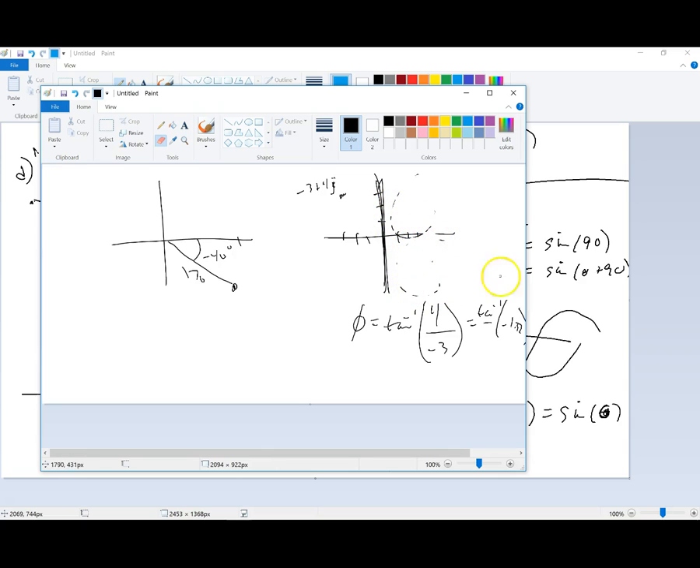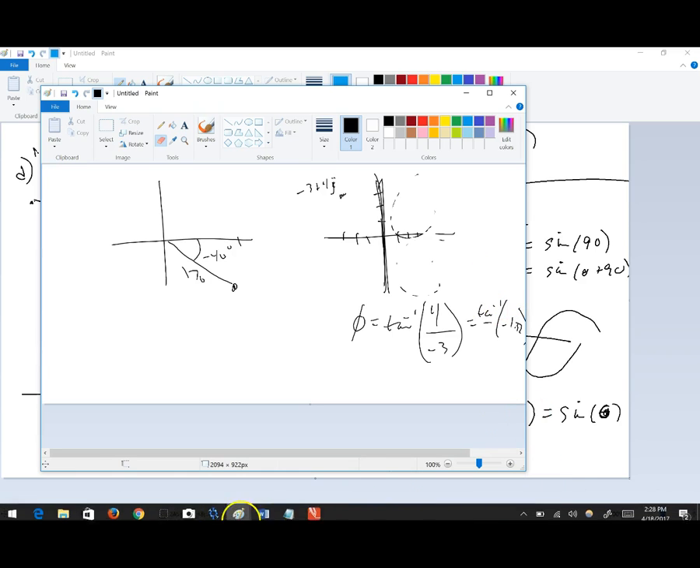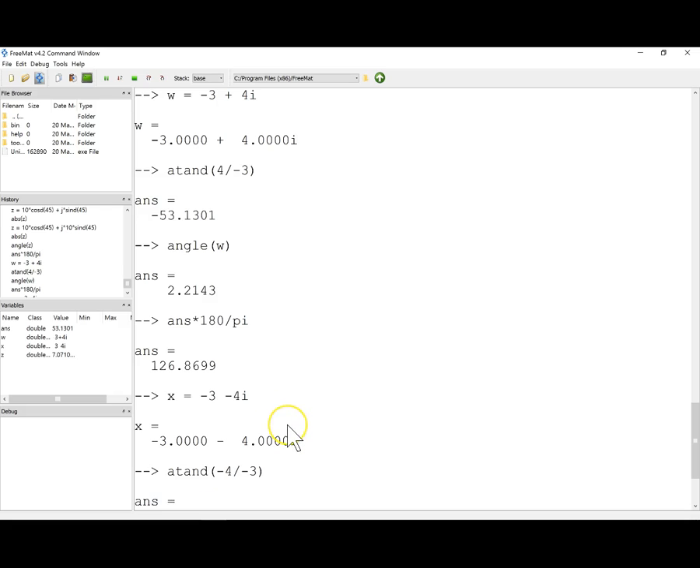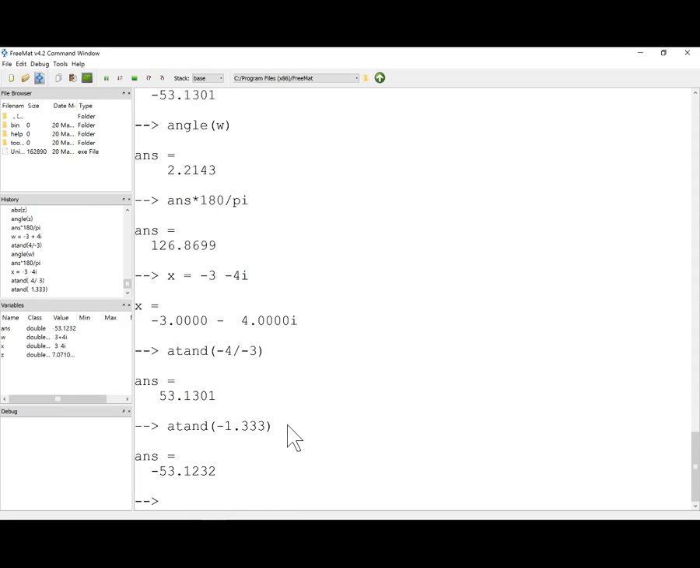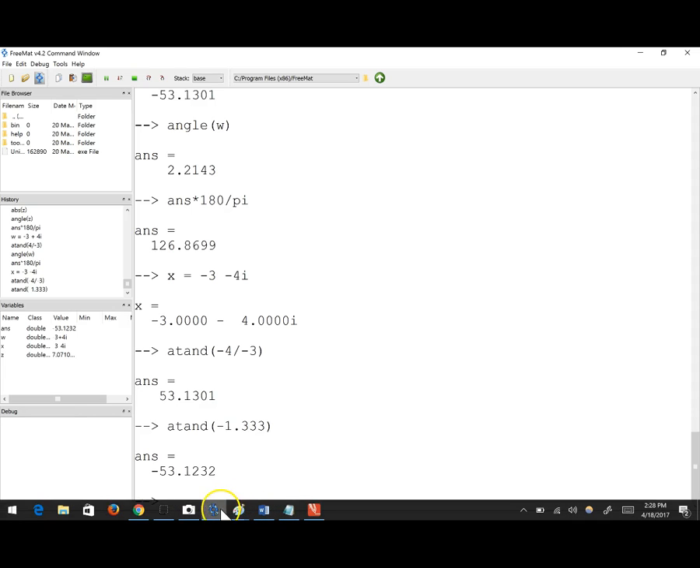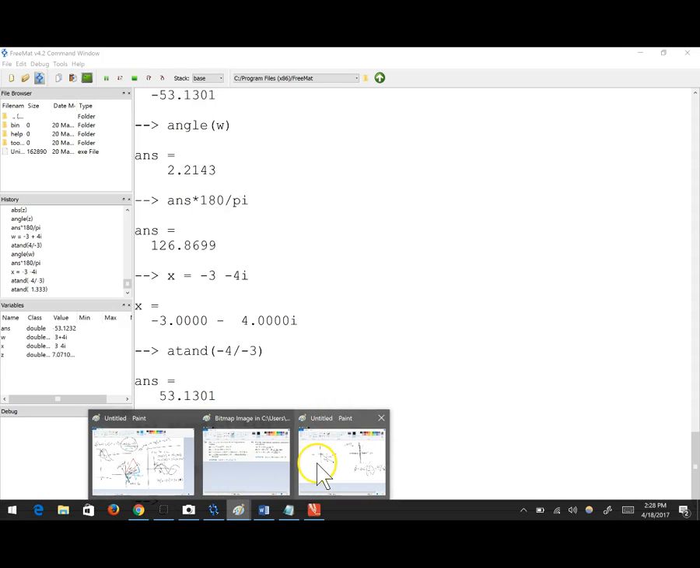You have to say, well, wait a second. Let's actually do this. I think I did this, but let's do this again. So in other words, we said, what's the arctan in degrees of minus 1.333? It's going to say it's minus 53 degrees. Well, you've got to say, okay, minus 53 degrees, and then you should say, oh, wait a second.